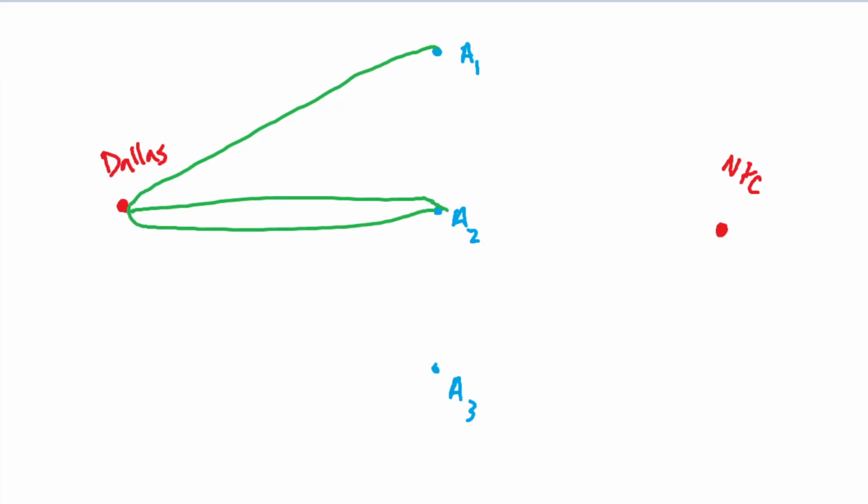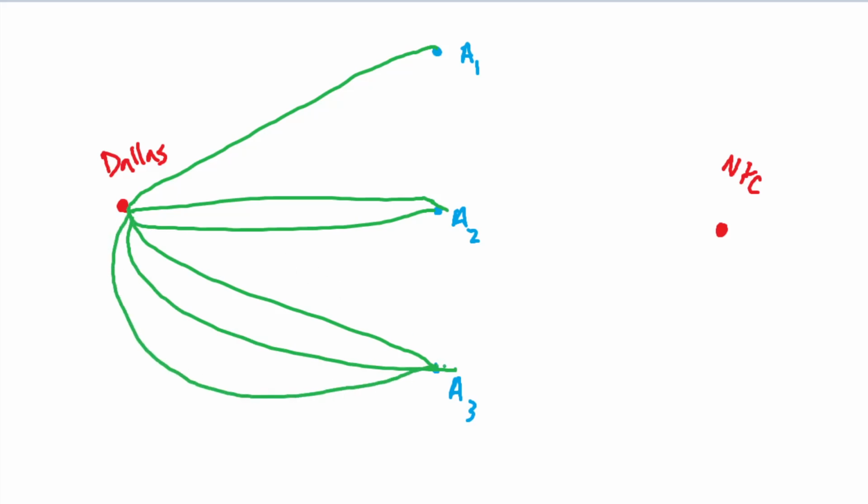And lastly, A3, your third airport, maybe it's in your backyard. It's literally just a stone's throw away. Probably not the case in real life, but either way, there are a total of 3 ways. You can bike, you can walk, and you can drive.